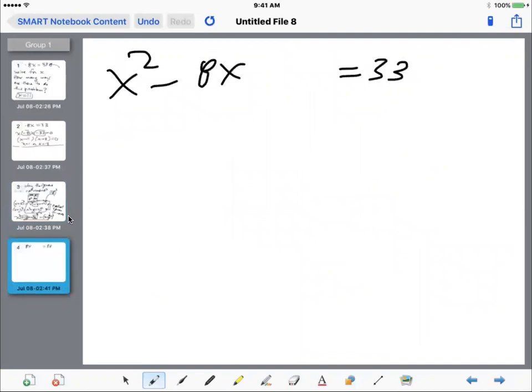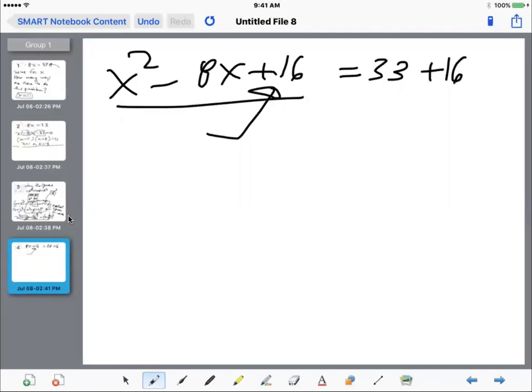If you're going to use the completing the square method, you actually don't move the 33 over to the other side as you would with the factoring approach. Instead, you would say, okay, what would need to go after the negative 8x so that the left side was a perfect square? You could type that in. And that's right, it is 16. But when you add 16 to the left side, you have to add it to the right side also, because it wouldn't be equal otherwise.